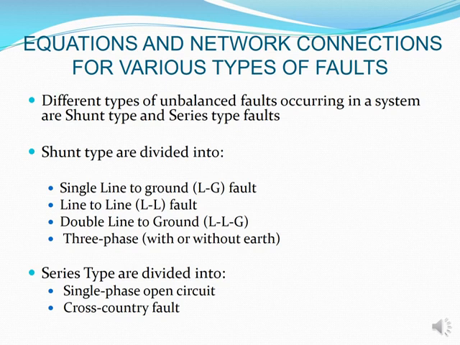Your shunt types of faults are divided into four. You've got what you call a single line to ground, a line to line, a double line to ground, and a three-phase with or without an earth. And then you've got your series type, which is your single phase open circuit and a cross country fault.